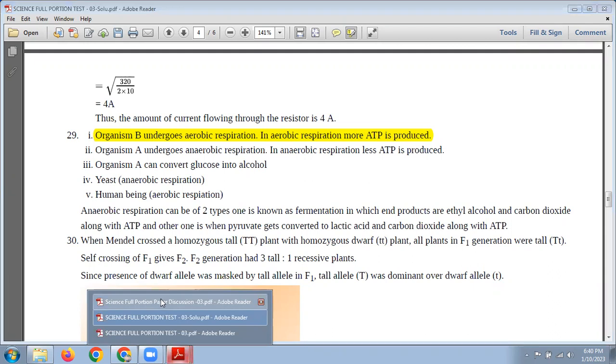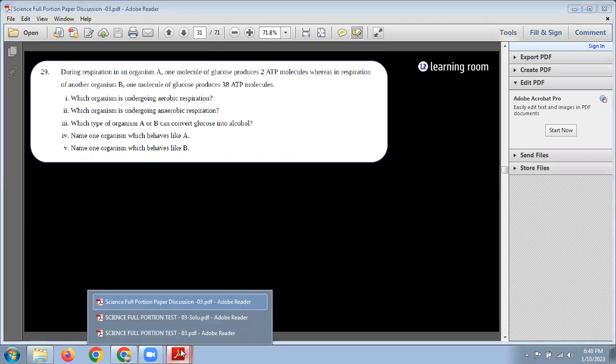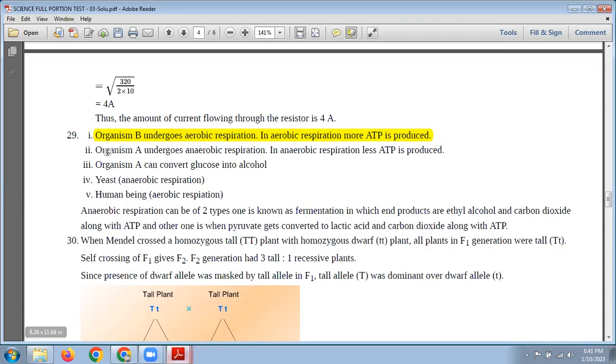And then for the second question, which organism is undergoing anaerobic respiration? Organism A is undergoing anaerobic respiration, because in anaerobic respiration a very small number of ATP molecules are produced. So organism A is anaerobic, organism B is aerobic. In anaerobic respiration less ATP, in aerobic respiration more ATP molecules are produced.